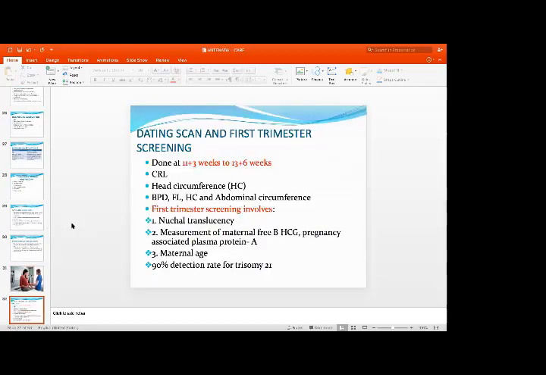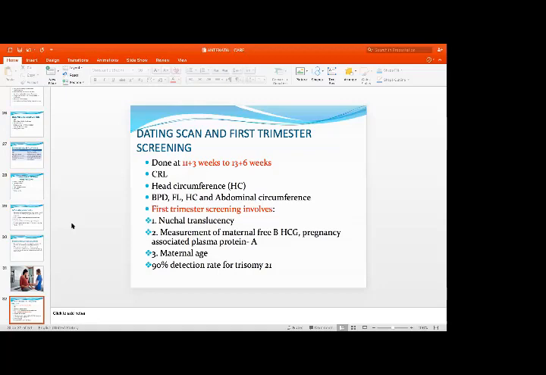Now regarding scan, the first scan is the dating scan, and what are the first trimester screening tests. The dating scan is usually done at 11 plus 3 weeks to 13 plus 6 weeks. We will measure the crown rump length. It will give us the gestational age. BPD, femur length, head circumference, and abdominal circumference are taken after the first trimester.